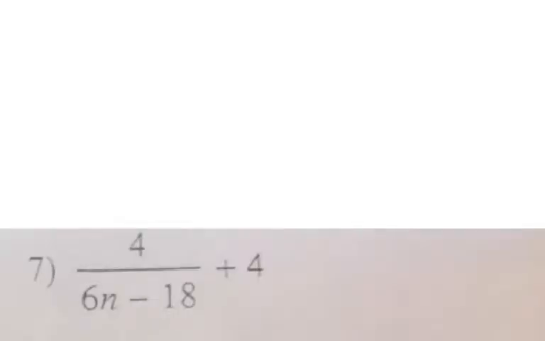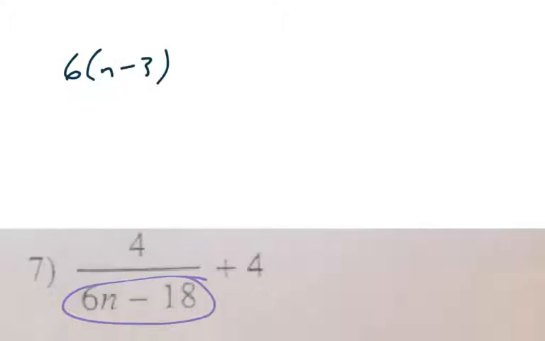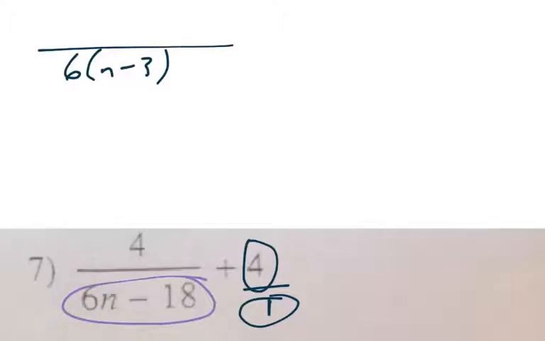Let's take a look at this one here. Again, what's the first thing I'm going to do? I'm going to factor that denominator, right? That denominator is 6 times n minus 3. The second fraction here, of course, is 4 over 1. So with a denominator of 1, well, I don't have to worry about it. So I have my common denominator, 6 times n minus 3. So does everybody agree, hopefully, that that 4 already is over 6 times n minus 3 there?